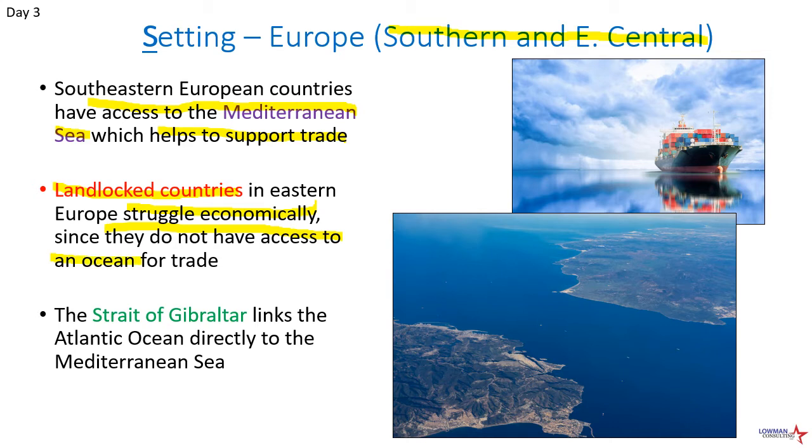The Strait of Gibraltar links the Atlantic Ocean directly to the Mediterranean Sea. So that's what you need to know. You need to know all of this basically. The Strait of Gibraltar links Atlantic Ocean directly to Mediterranean Sea. All right, so we're going to move on. Stop it if you need to. Like always, I tell you, if you need to stop it and make sure you get all the notes done correctly, then go ahead and stop it.